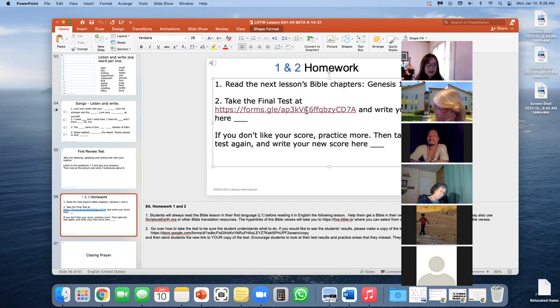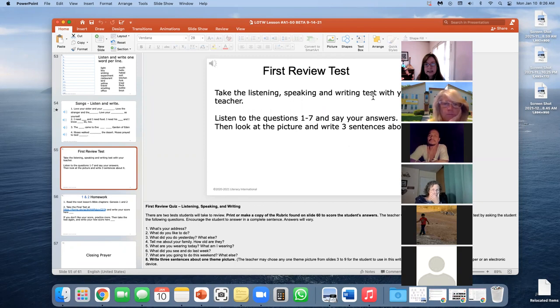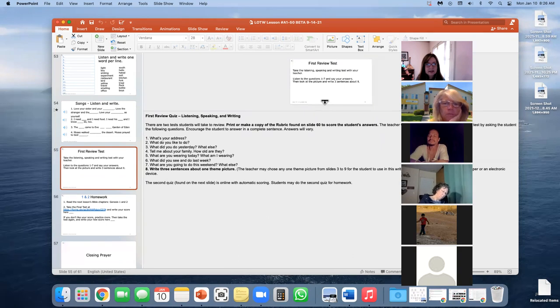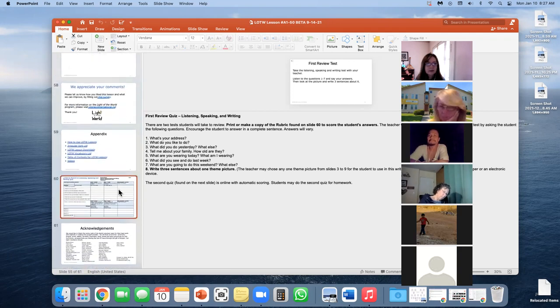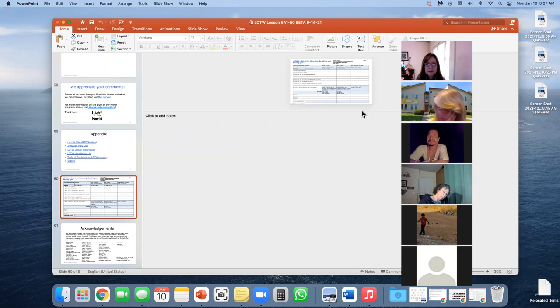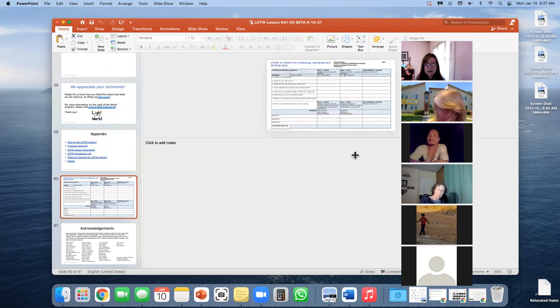And then there's also a listening, speaking, and writing test where the teacher, and you'll see this in the teacher's notes, asks the students 7 questions to see if they can answer them correctly. And then the teacher has them write 3 sentences about a picture. And there is a rubric included in the lesson that shows you how to score that.